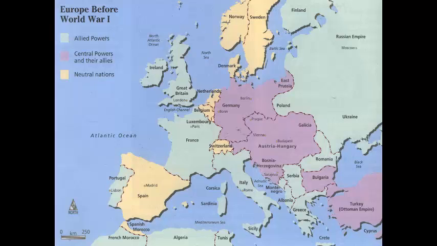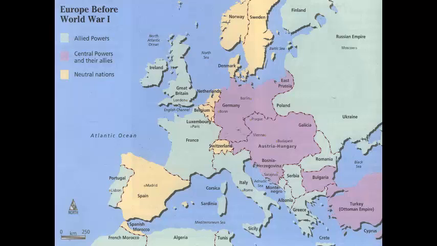You can see Germany, they have France on the western side and Russia on the eastern side. This is a big disadvantage for Germany. If they were ever to get into a war, they would have to fight a war on two fronts. They would have to fight France in the west and Russia in the east.